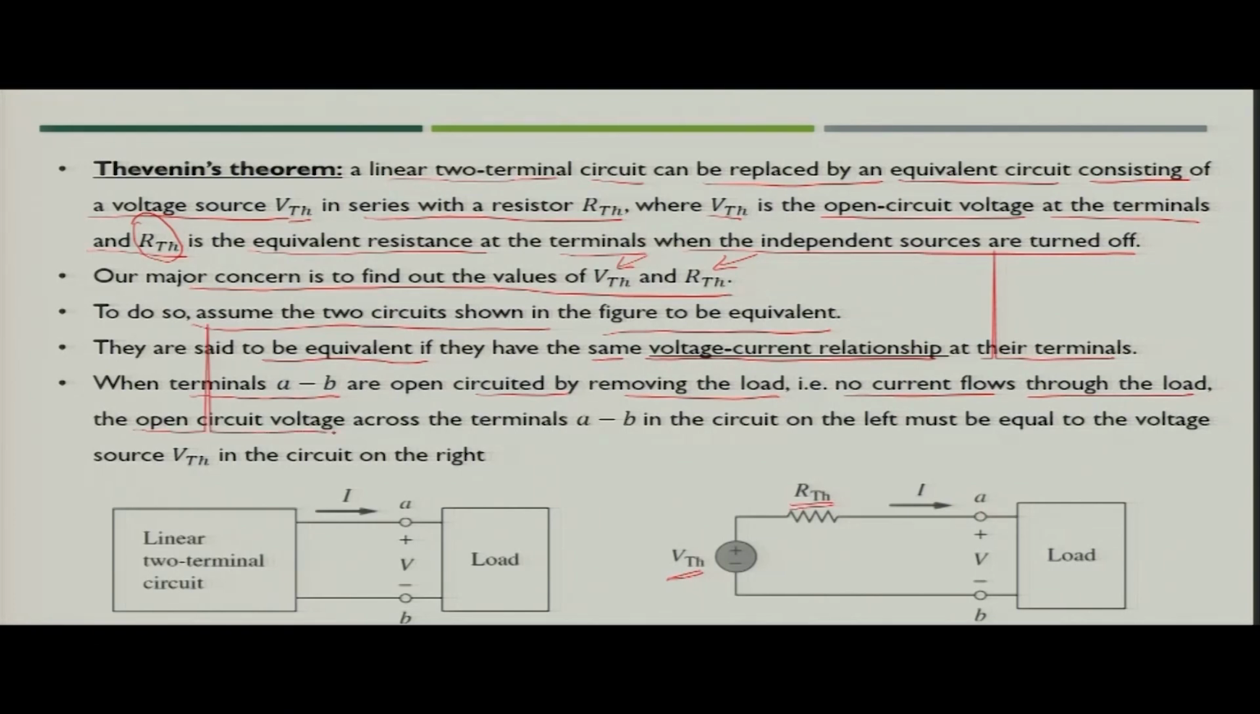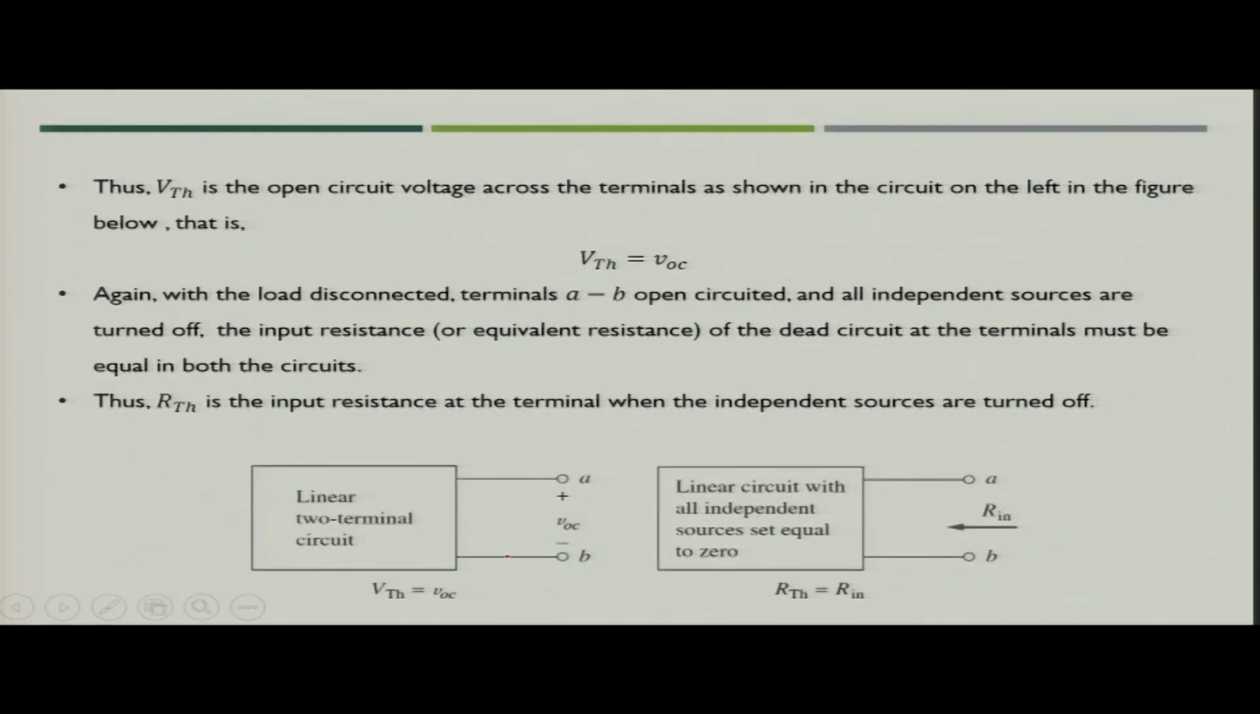Now, this open circuit voltage across the terminal AB in the circuit on the left must be equal to the voltage source VTH in the circuit on the right. So, that means that if you remove the load from here, there would be some voltage across terminal AB, and if you remove the load from here, there will be the same voltage coming across AB, that is V. So, using this particular equivalency, you can identify the voltage VTH.